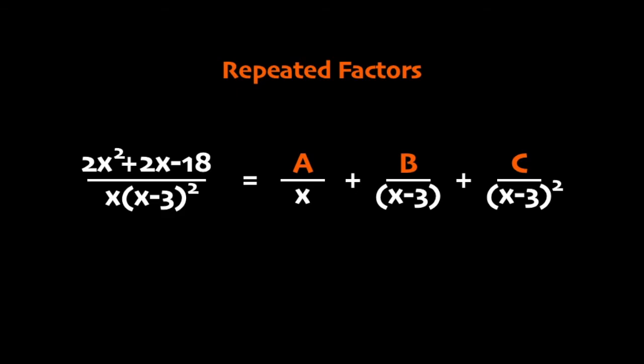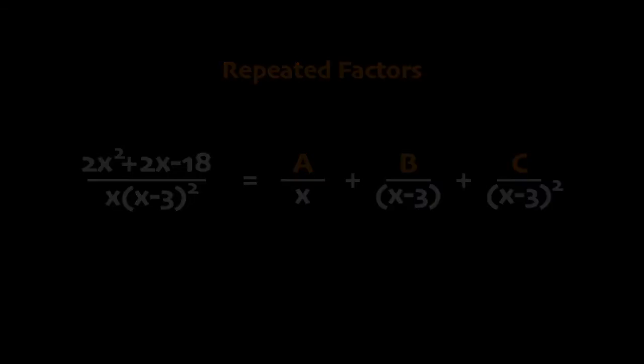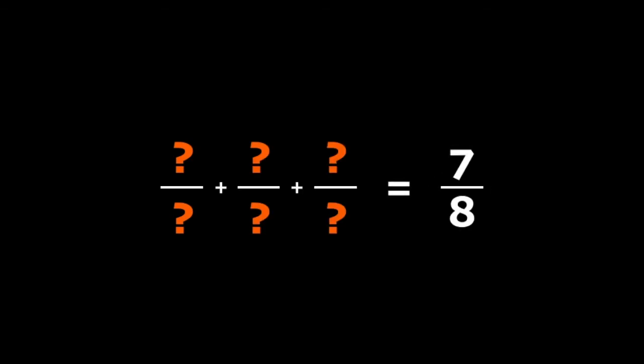So why do we need a partial fraction for every exponent of the factor? Here's one way of thinking about it. Imagine that you're told 3 unknown fractions add up to 7 over 8. So our denominator on the right hand side of this equation is 8. So does that make the denominators on the left hand side also 8? Well, they could be 8 because, for example, 3 over 8 plus 3 over 8 plus 1 over 8 is equal to 7 over 8.